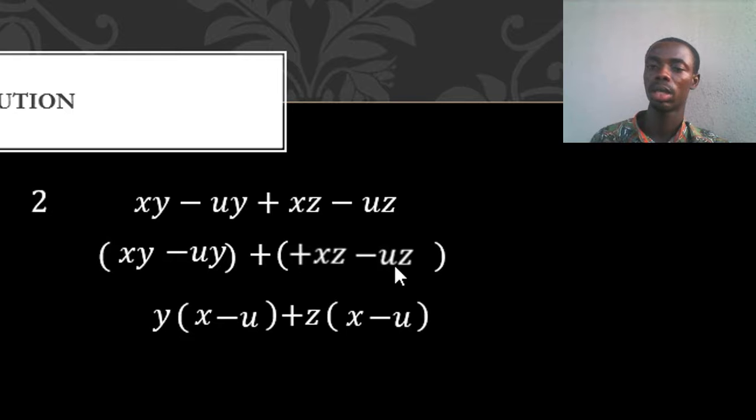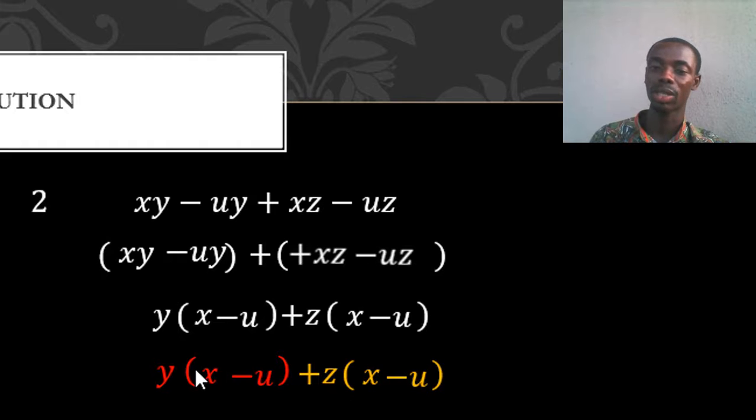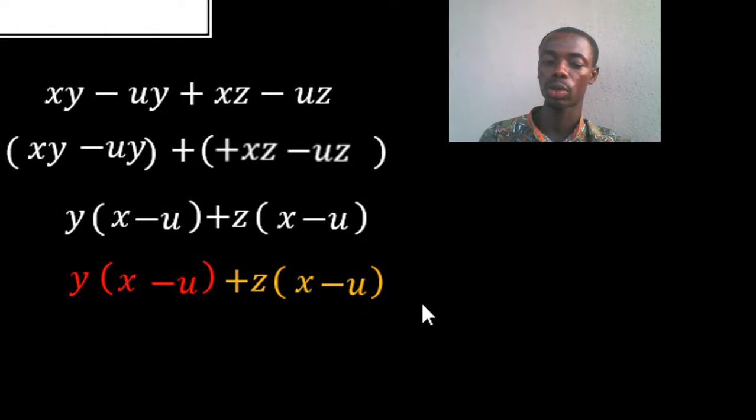Close your brackets. Now going back to factorization of large expressions in our unit 2b, what is common? x minus u is common. Two different colors show that we now have just two terms, we've been able to get two terms out of the four terms. So x minus u is common. Let's bring it out as a factor.